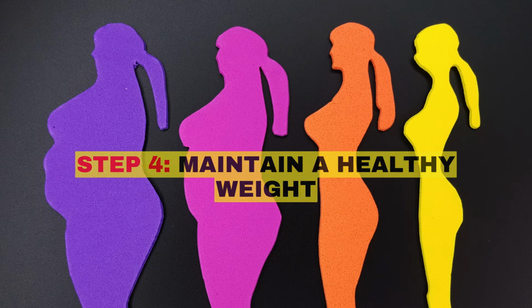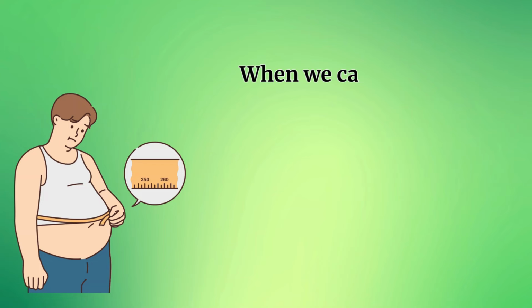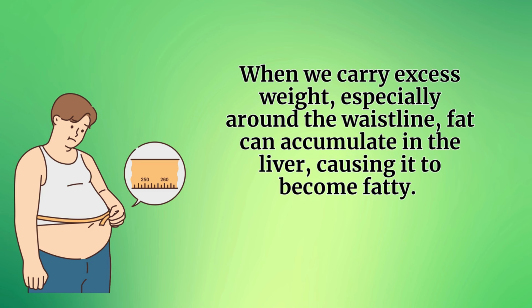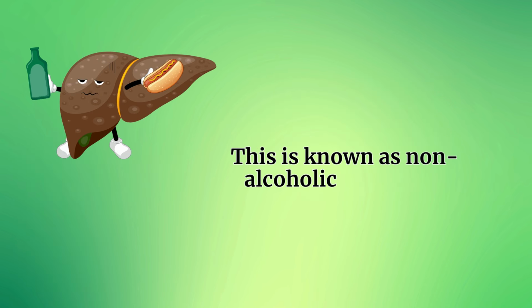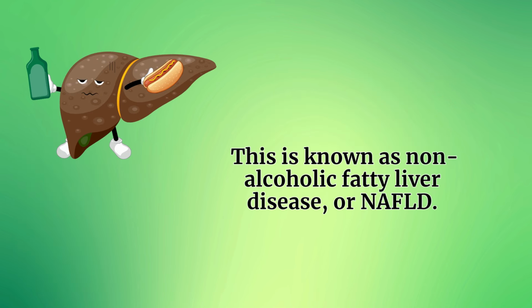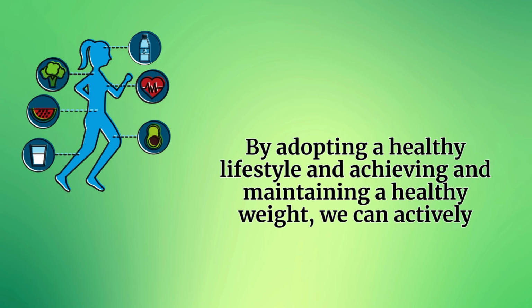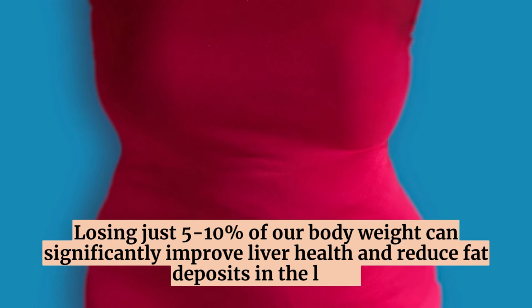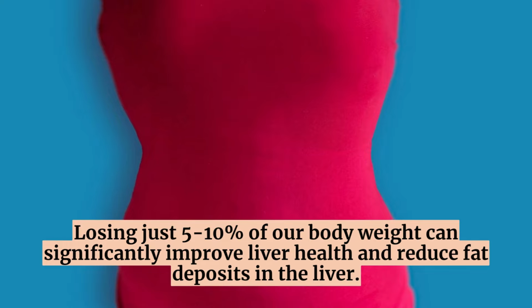Maintain a healthy weight. One of the main causes of fatty liver disease is obesity. When we carry excess weight, especially around the waistline, fat can accumulate in the liver, causing it to become fatty. This is known as non-alcoholic fatty liver disease, or NAFLD. By adopting a healthy lifestyle and achieving and maintaining a healthy weight, we can actively reverse fatty liver. Losing just 5 to 10% of our body weight can significantly improve liver health and reduce fat deposits in the liver.